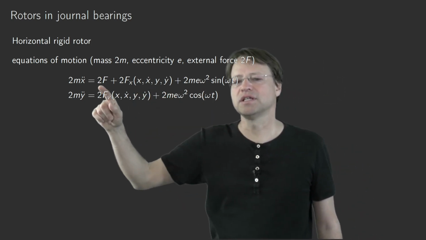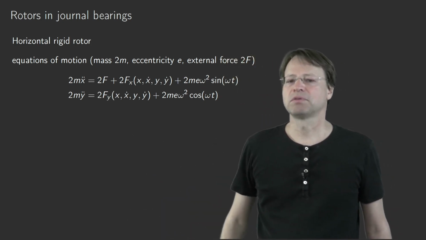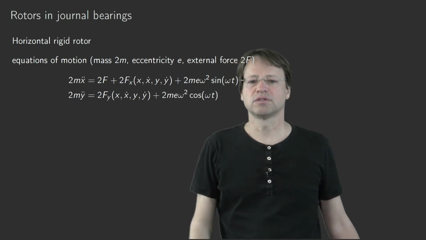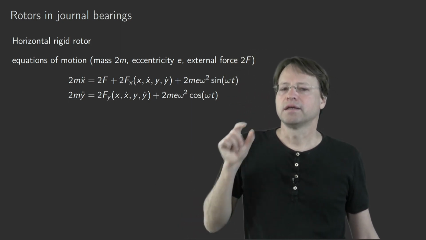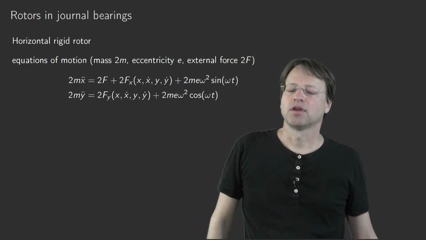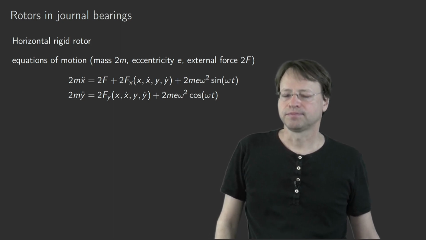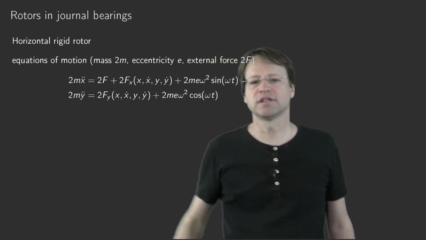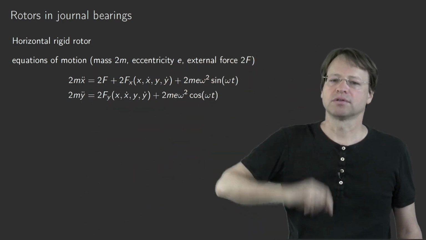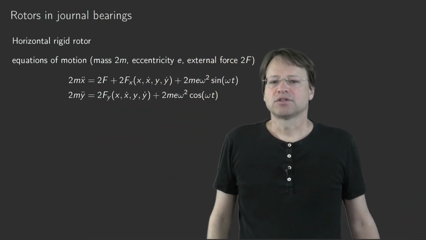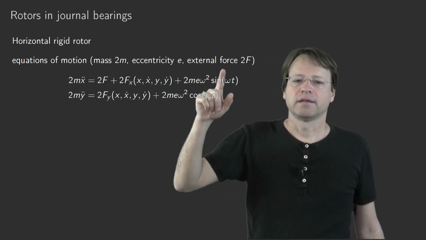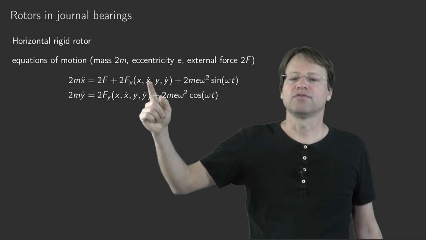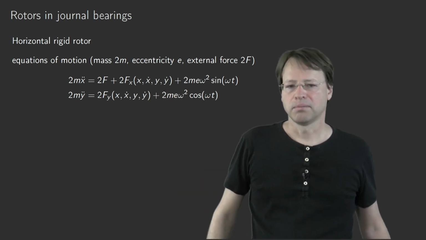On the other hand, we still have the displacements, or the accelerations in this case, or the derivatives of the displacements for the geometric center of the shaft as inertia terms. So part of the inertia is on the left-hand side, part of the inertia is on the right-hand side. The external forces are 2F, which is the dead load, and 2Fx, because we have two bearings.